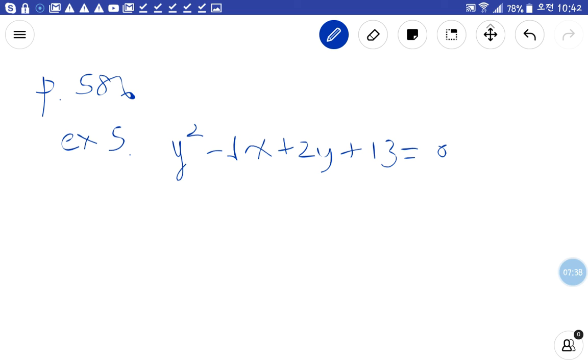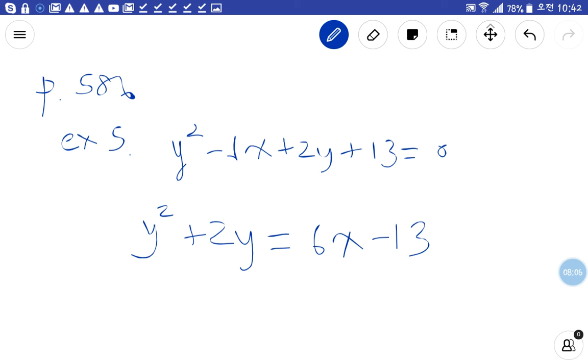Now when I look at it, which one has a square? y has a square. So now I move everything to the right side except the y terms. I have y squared, and then a 2y here. Everything else, 6x and 13, should be moved. Add 6x to each side, you get 6x on the right side. Minus 13 on each side, you get a minus 13 there.